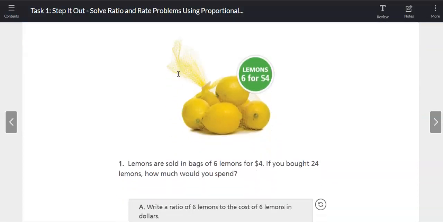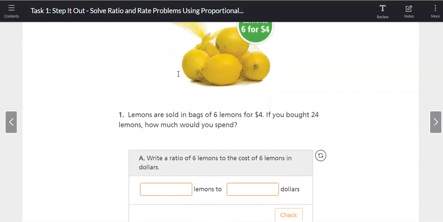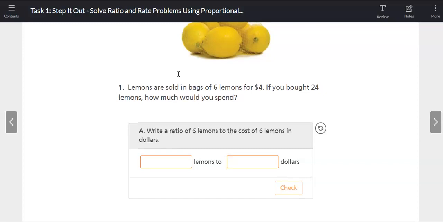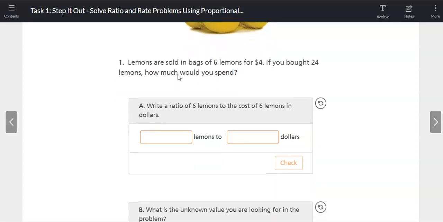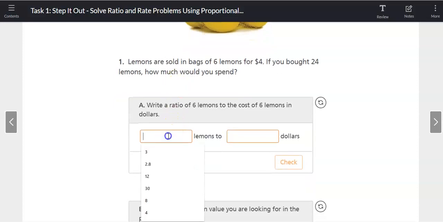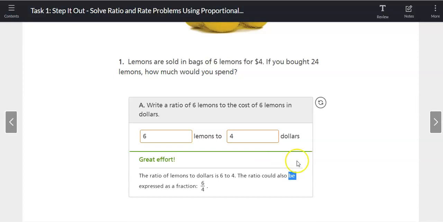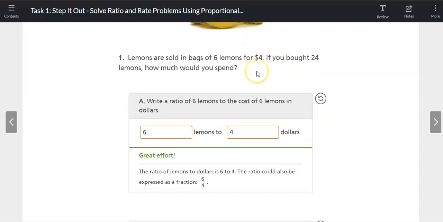Okay, so we have 6 lemons for $4. Lemons are sold in bags of 6 lemons for $4. If you bought 24 lemons, how much would you spend? So we're first going to write a ratio of 6 lemons to the cost of 6 lemons. So we have 6 lemons to $4. And I know it's $4 because it says $4 right there.